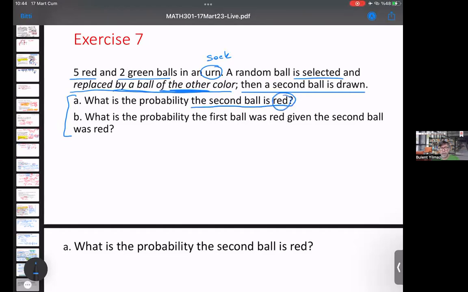Okay, what's the probability that the second ball is red? What's the probability of the first ball being red, given that the second ball was red? Okay, so what's the probability of the first ball being red, given that we know that the second ball was red? Okay, so you have like 3 minutes, and please type it on chat.